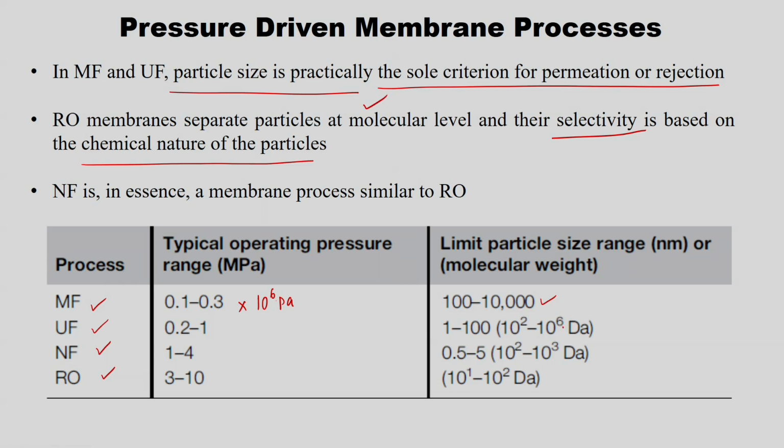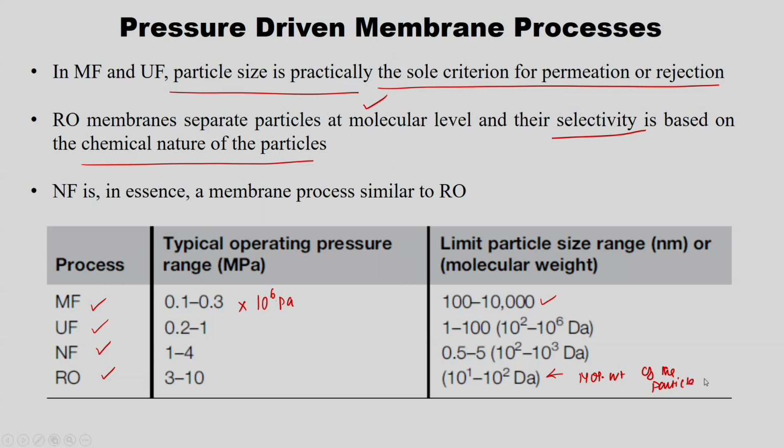In terms of molecular weight, ultrafiltration is 10 to the power of 2 to 10 to the power of 6 Dalton, and nanofiltration is 0.5 to 5 nanometer, with molecular weight 10 to the power of 2 to 10 to the power of 3 Dalton. Reverse osmosis is 10 to the power of 1 to 10 to the power of 2 Dalton, but here it depends solely on the molecular weight of the particle.